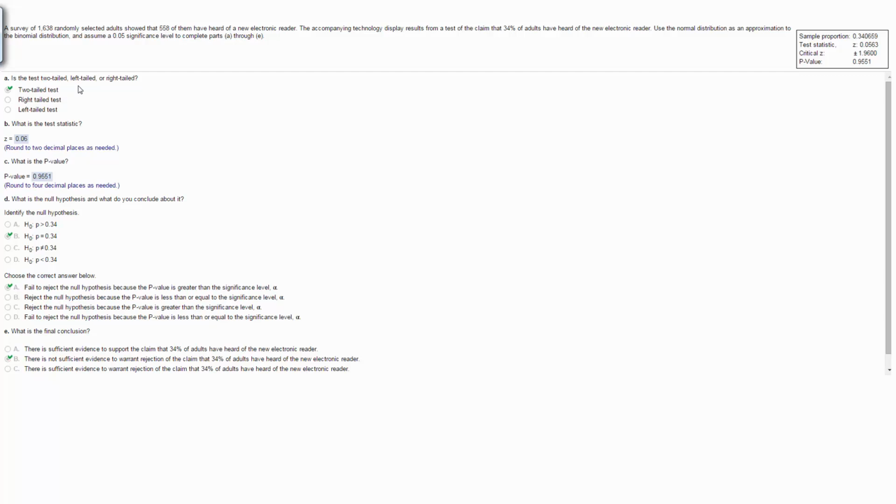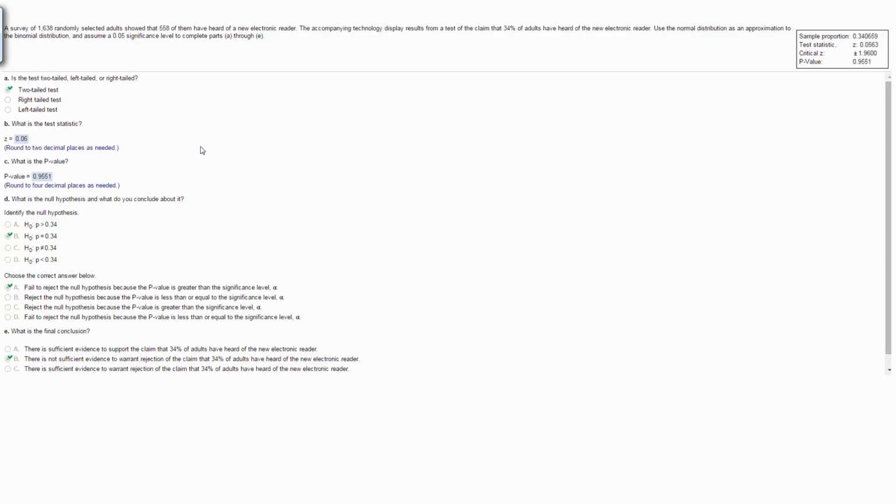So it says, is this test two-tail, left-tail, or right-tail? How I know it's two-tail, two ways. Here it says they're testing the claim that they have heard of this electronic reader, so they either heard of it or they did not. So in this case, 34% would be my null, and we're going to actually see that here on part D, and then not equal would be my alternative. However, I could just look here at the critical value and notice it says plus or minus, so that kind of led me towards it.